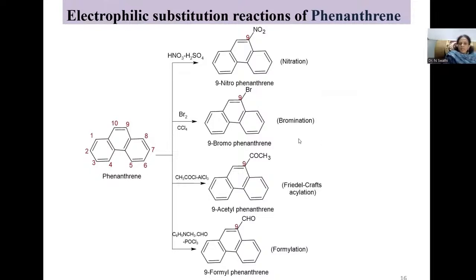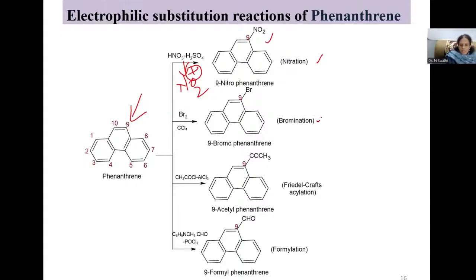Now that you have learned that the 9th position is the preferred point of attack, let us consider a few examples for the electrophilic substitution reactions of phenanthrene. So here again the phenanthrene structure is given. The first reaction, let us consider the nitration reaction. It occurs in the presence of concentrated nitric acid and concentrated sulfuric acid. From this, the nitronium ion will be generated and this nitronium ion attacks at the 9th position because that is the preferred point of attack. So just attach the nitro group at the 9th position, and that is how 9-nitrophenanthrene is formed as the product.